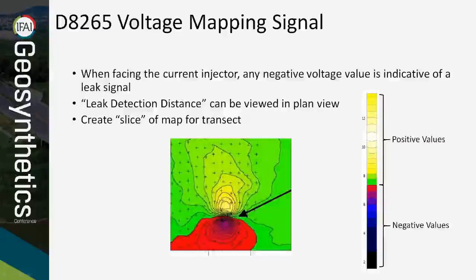ASTM D8265 requires voltage mapping, like the map that I showed you previously. So the leak detection distance is visible in the plan view.